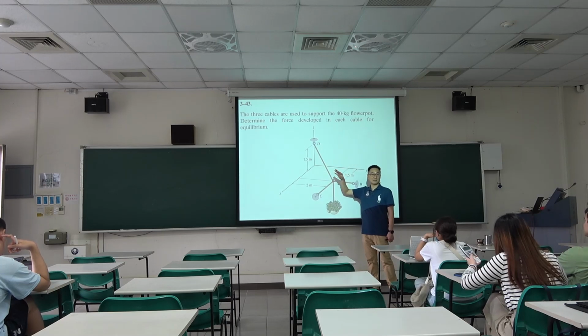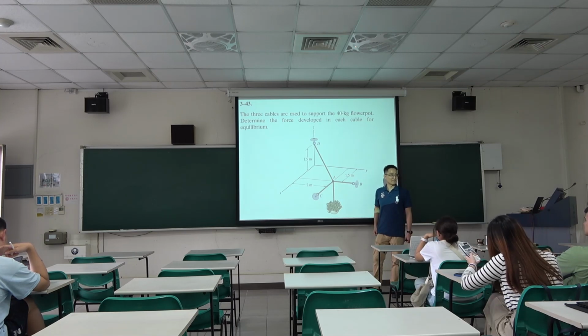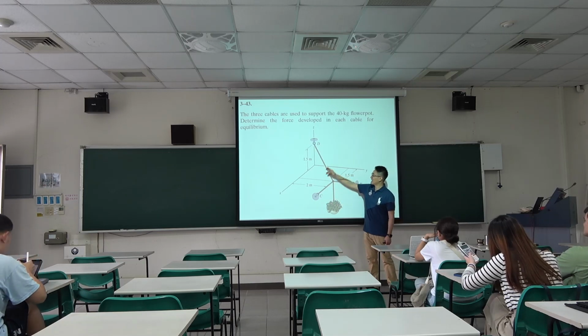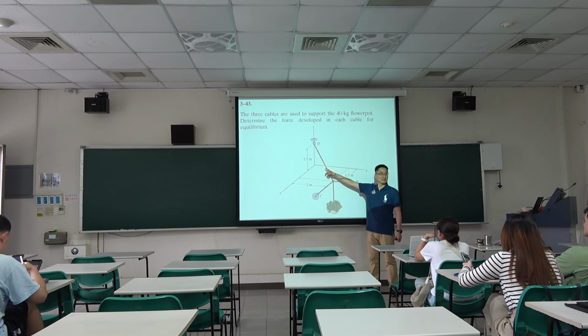Do you remember when we use that in two-dimensional? We use a triangular relation, and because they are right triangles, that means we can directly use the ratio of it.